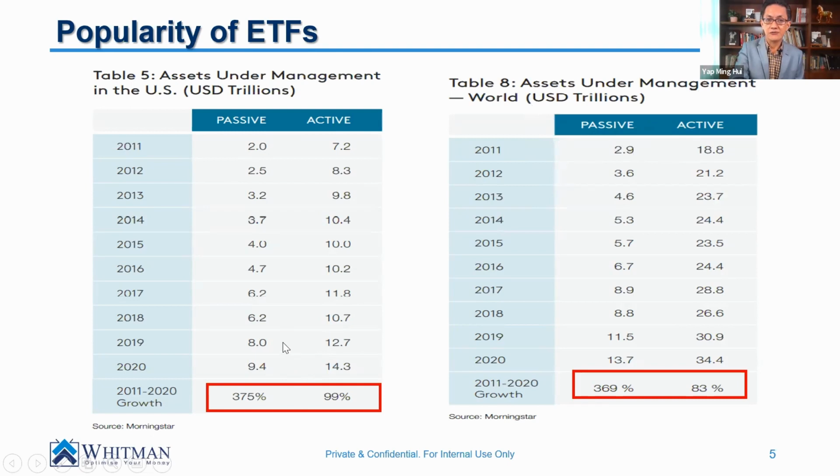You can see for the past 10 years, from 2011 to 2020, passive wealth management, which means ETF, has been growing at 375%, whereas active fund management is growing at 99%. If you look at the world market, the growth rate is almost the same.